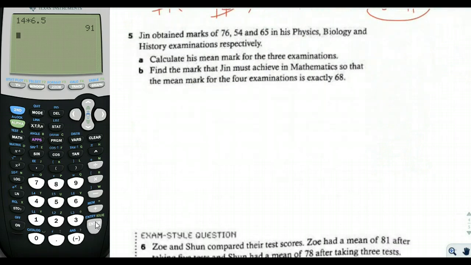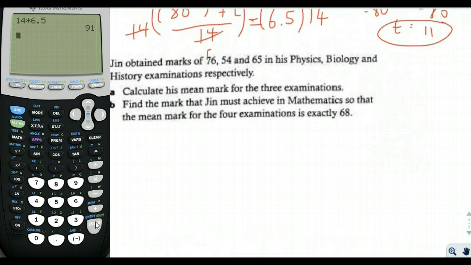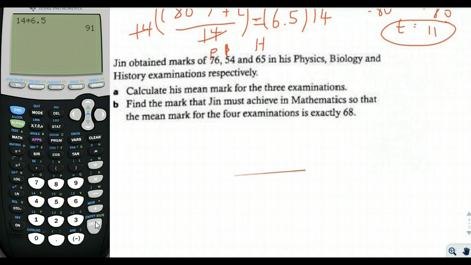Jin obtained marks of 76, 54, and 65 in his physics, biology, and history examinations, respectively. When they say respectively, that means in the same order. So physics, he got a 76, biology, he got a 54, and history, he got a 65. Calculate his mean mark for the 3 examinations.